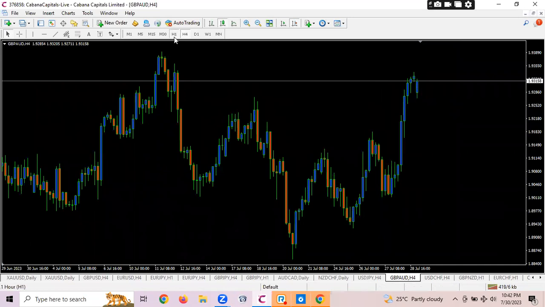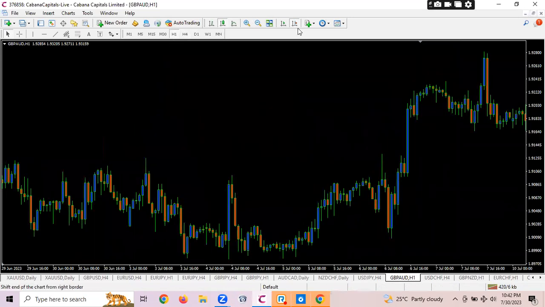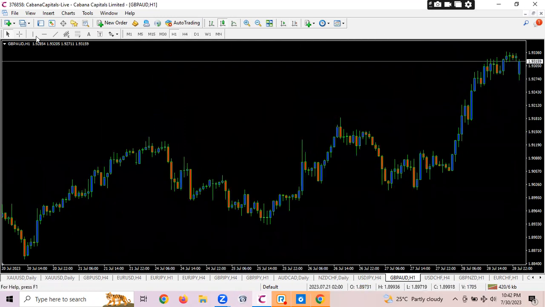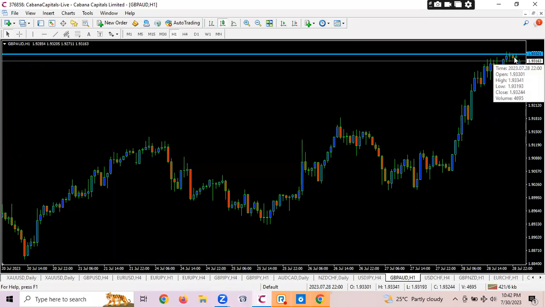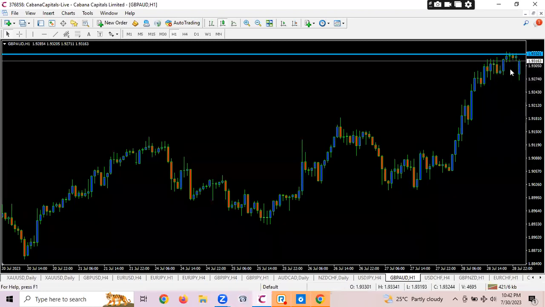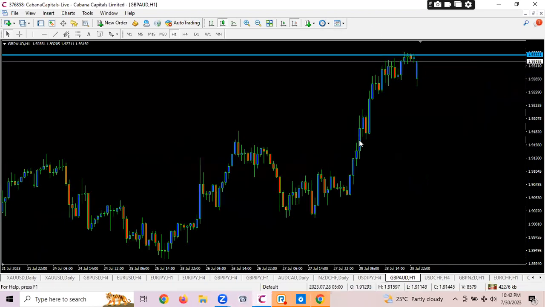Okay, let's go to 1 hour. We can identify resistance on 1 hour. So this is resistance on 1 hour. If a 4 hour candle closes above this level, you could risk buying. But like I said, it will not be wise for you to buy at the current market price.